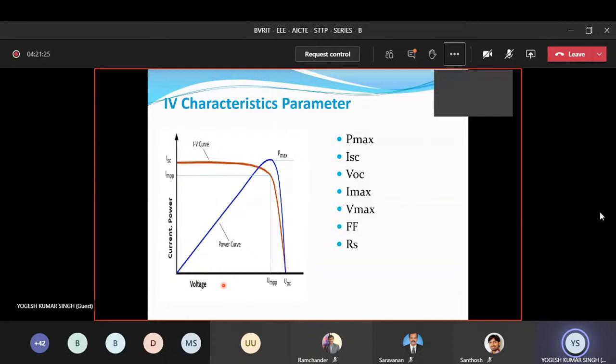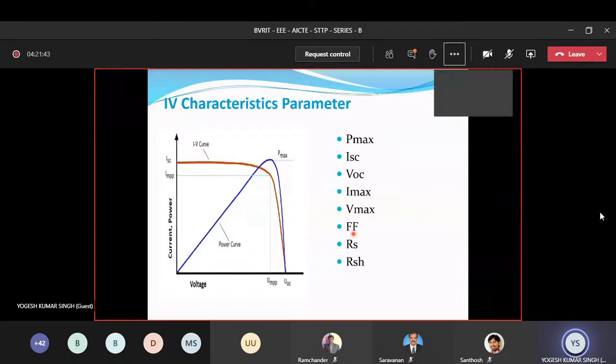One is the Pmax, another is the ISC. The ISC means short circuit current, the VOC means open circuit voltage, Imax the maximum current, Vmax the maximum voltage. The FF is the most important thing. The FF means the fill factor, and the fill factor is the basic criteria.